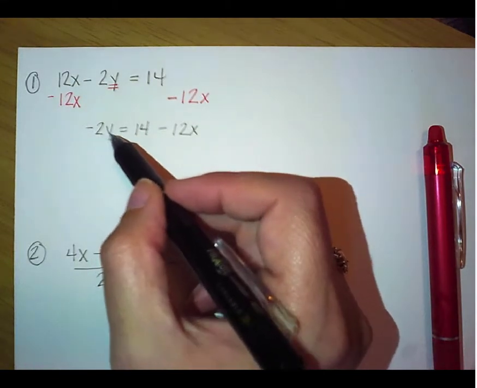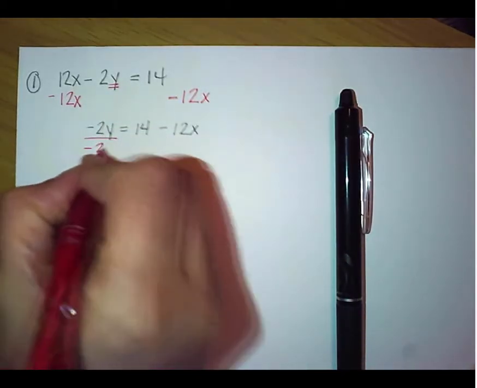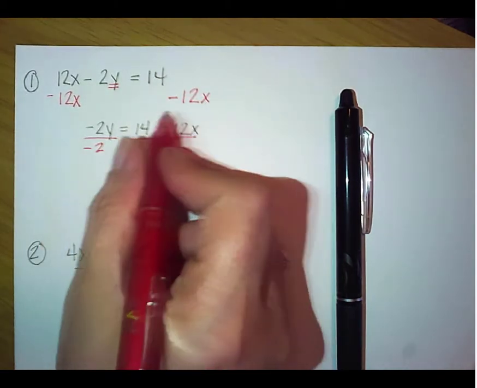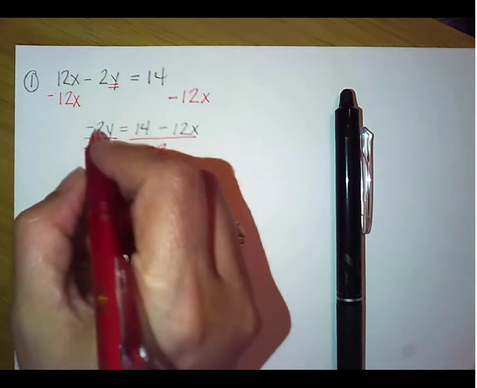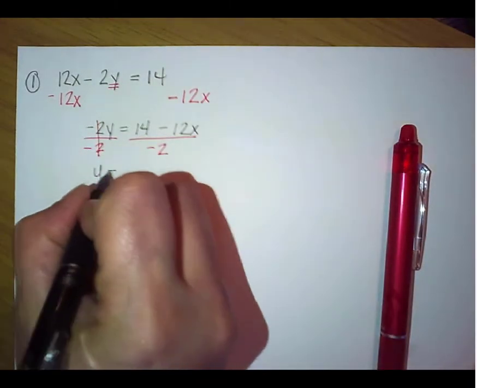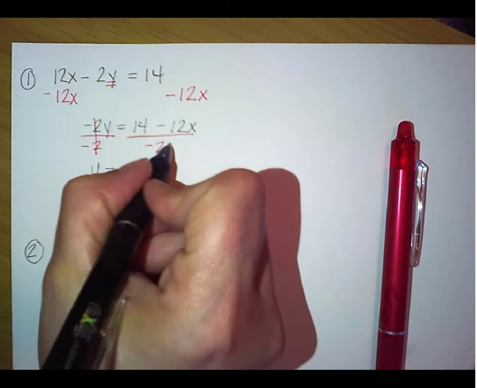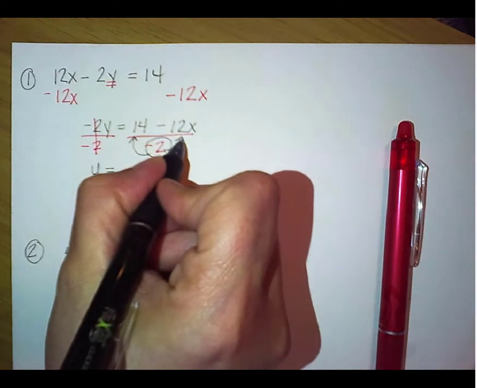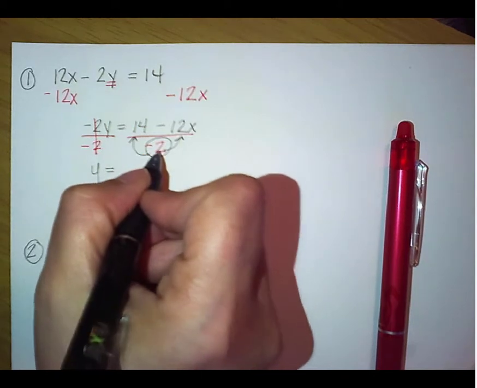Now we're going to get rid of this negative 2. This negative 2 is multiplied by y, so to get rid of it we are going to divide. So let's divide by negative 2, and divide by negative 2. Notice that when I did my division over here, I divided the entire statement by negative 2. Here our negative 2's are going to cancel, so we're going to have y equals. And then we're going to take this negative 2 and divide it into both of those numbers, because negative 2 will divide into both 14 and negative 12.